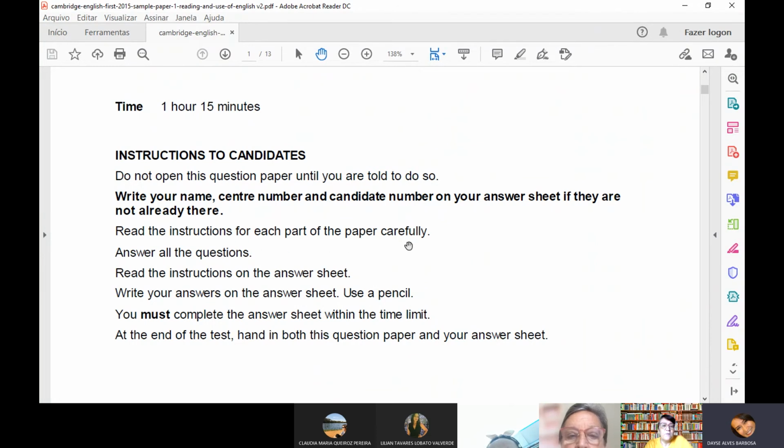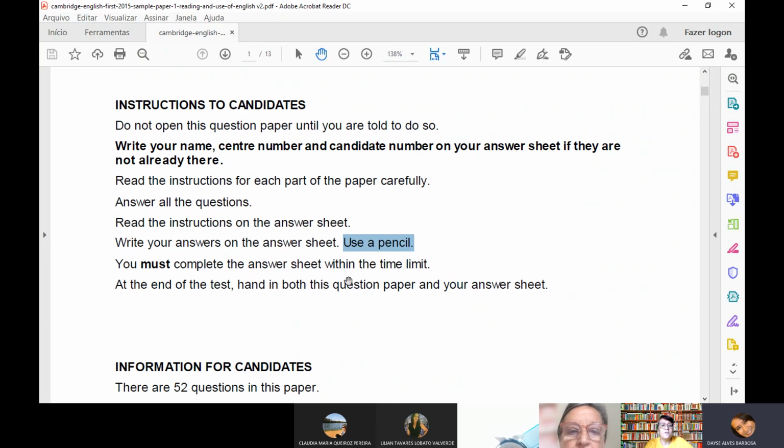Read the instructions for each part of the paper carefully. Answer all the questions. Read the instructions of the answer sheet. I will send you a model of an answer sheet. Write your answers on the answer sheet. Use a pencil. You have to use a pencil. When they ask you to use a pencil, it's a pencil you have to use. You can only use a pen for the writing paper, okay? All the other parts are done in pencil.